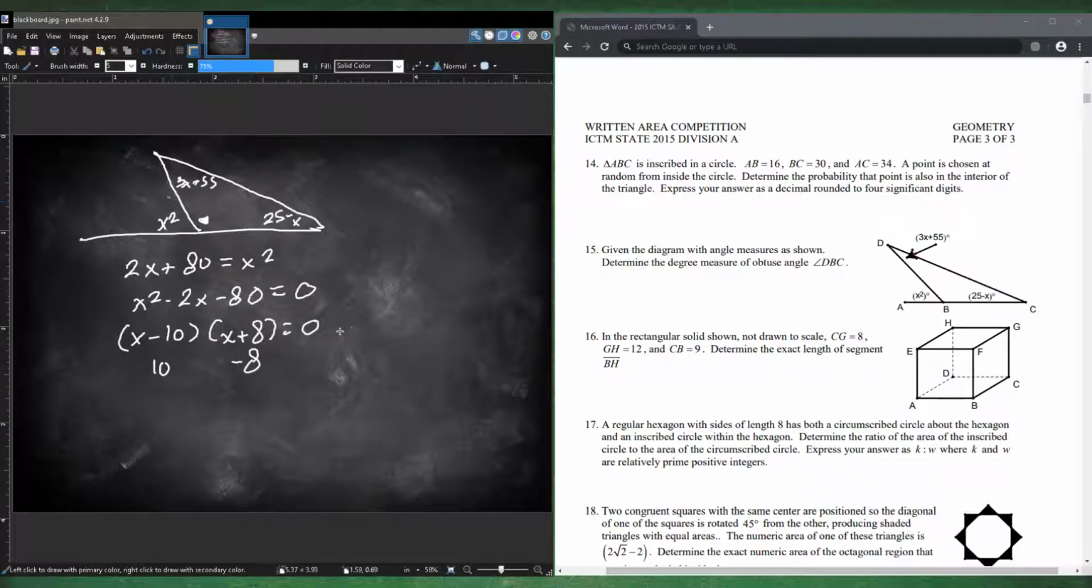So since I know that this angle is supposed to be an acute angle, right? Because it's less than 90. It cannot be 10 because 10 squared is 100. That's obtuse, so it's not this one. So it's got to be negative 8. So negative 8 squared is 64. So since we're trying to look for this angle, it's just 180 minus that 64, which is equal to 116. So that is your answer for number 15.